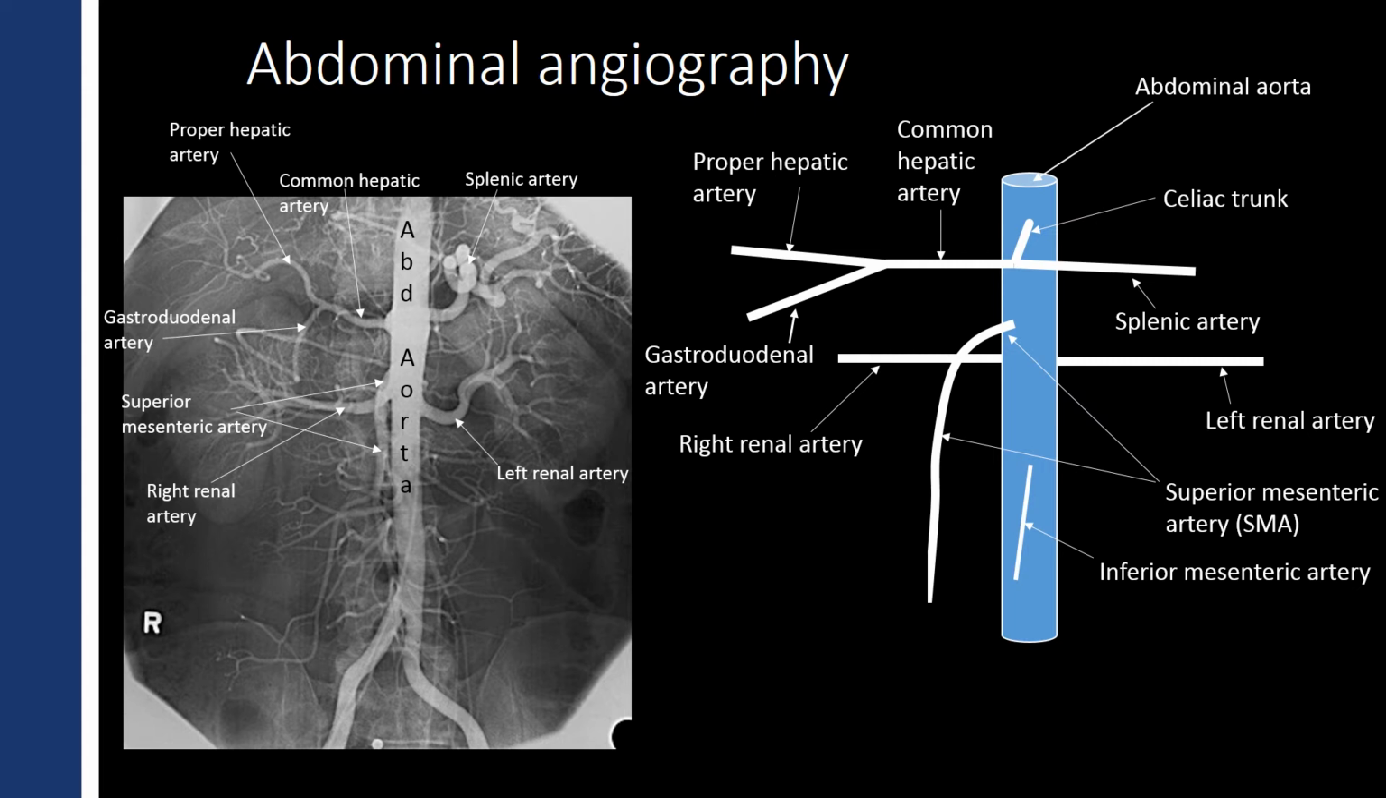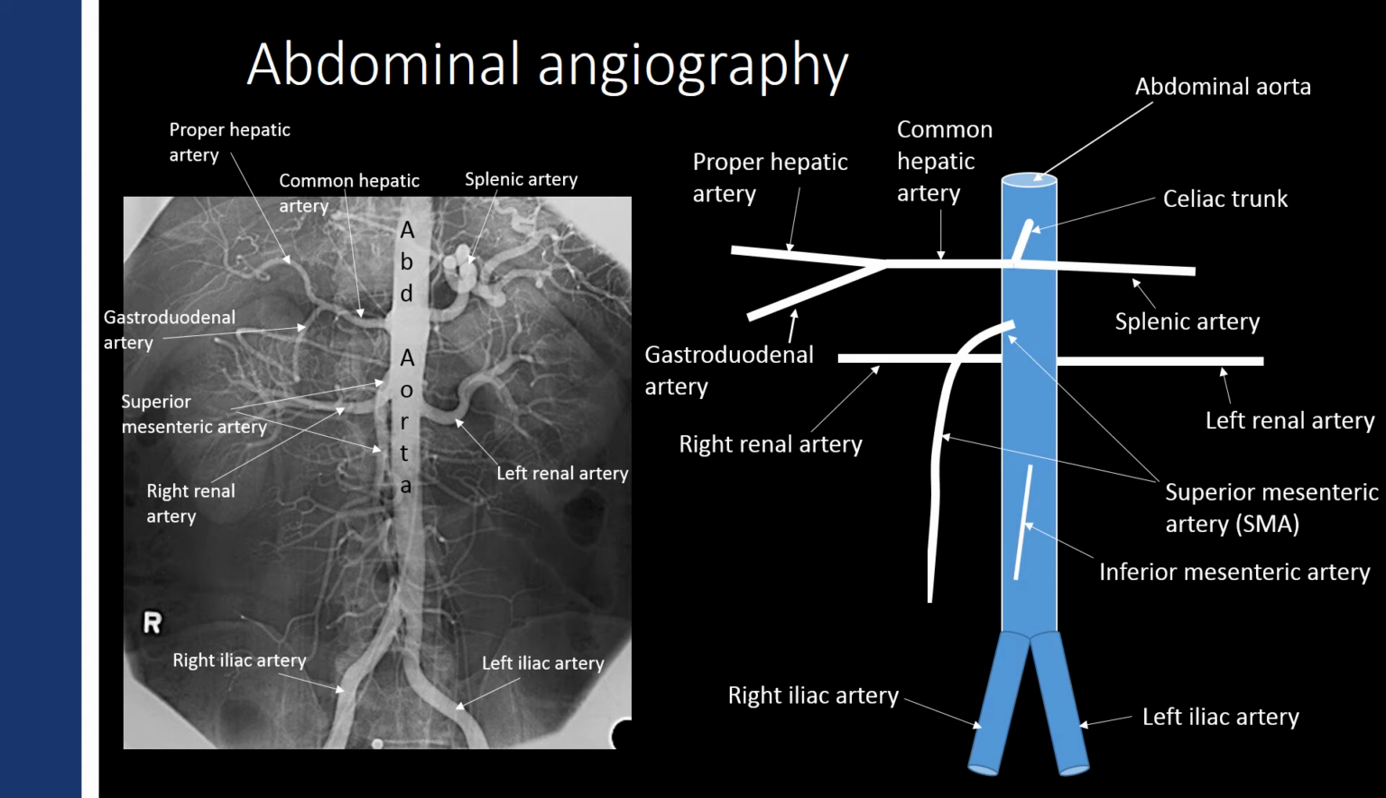And then the last branch off the aorta is going to be the inferior mesenteric artery. The inferior mesenteric artery, of course, will supply the remainder of the colon. And I said that was the last branch. That's really not, because what happens is the abdominal aorta then branches into the right and left iliac arteries.